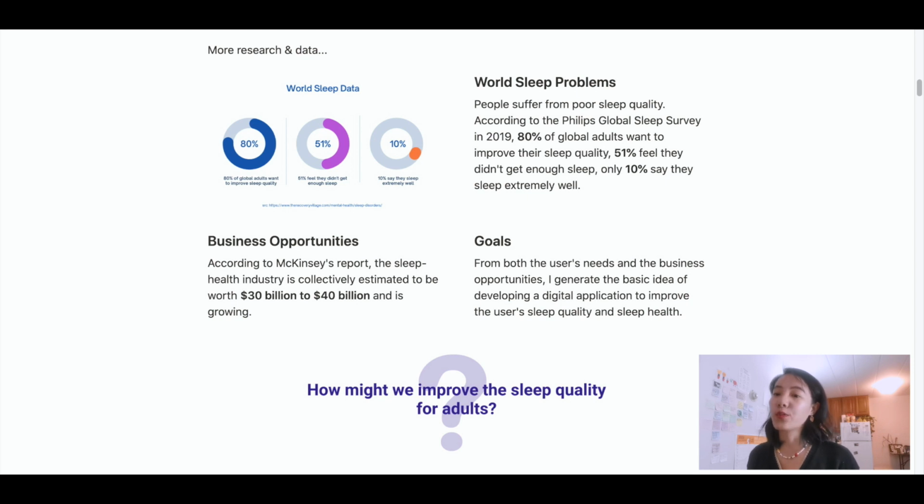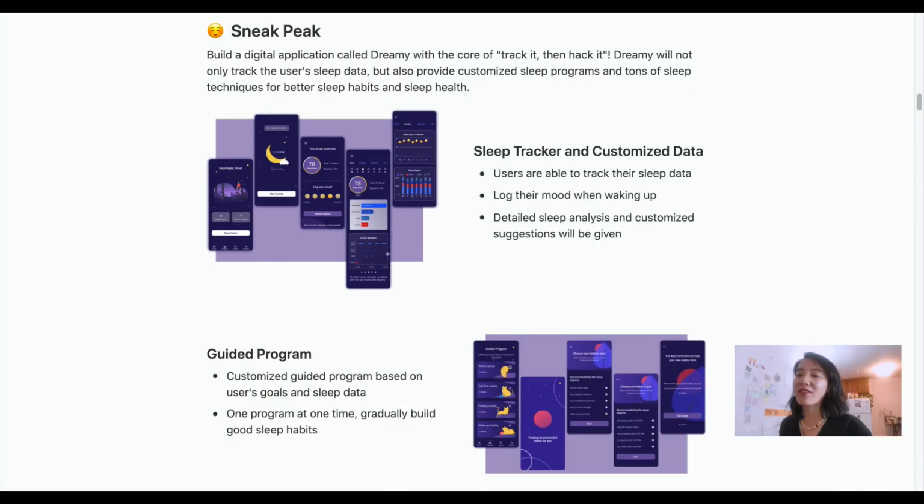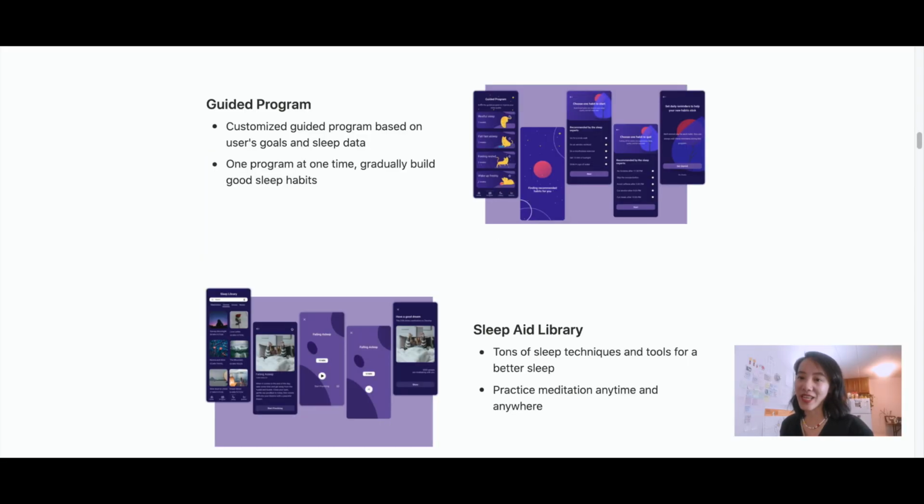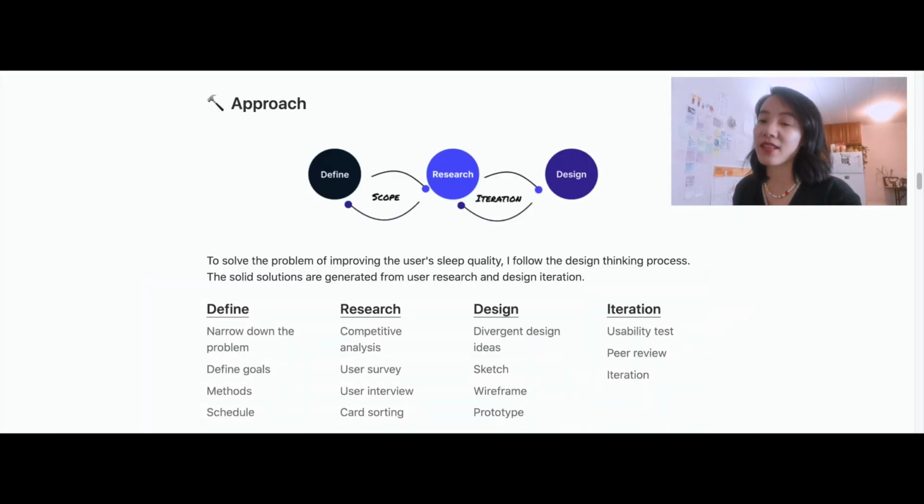So according to both the global sleep problem and the business opportunities, I came up with the question: how might we improve the user's sleep quality? Now let's have a quick look at the sneak peek of Dreamy. We may then have the basic idea about the main screen and the main features of Dreamy. But how did we get here? To generate the final solution, I utilized the design thinking process. That is, to define the problem, conduct the research, start to design, and keep iterating throughout the whole process.